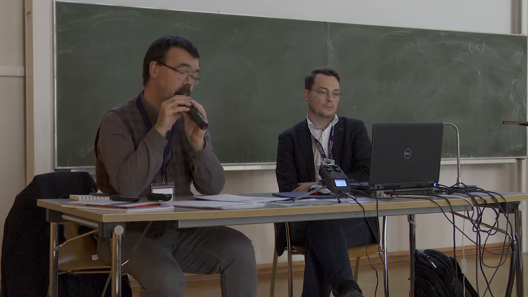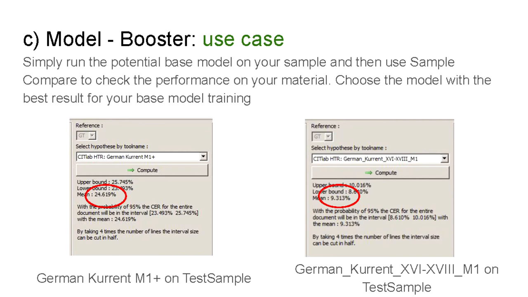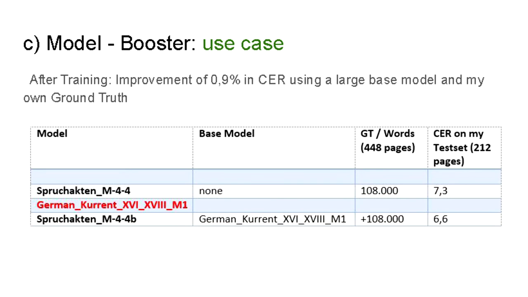So I tried to make a prediction first. I used the sample compare. I have a sample set with my untrained material, and I started a sample compare for both models. As you can see, the winner is German Kurrent from Tobias Hodel, German Kurrent M1 plus 24% of my material. So I chose the second model as a base model for my training. I added then 108,000 words. My model has a CER of 7.3%, average CER.